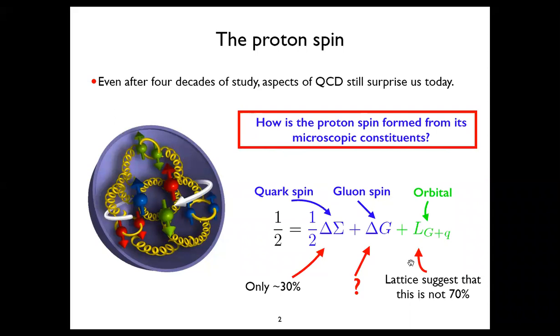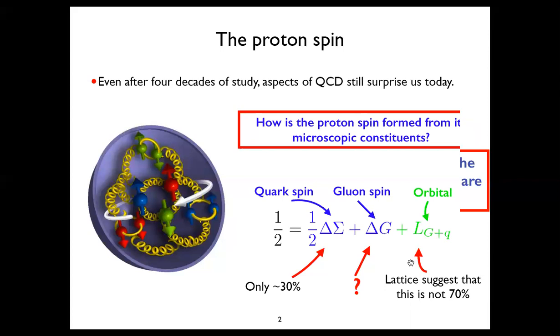There are many reasons to be interested in proton structure. They're all very well known. Let me briefly review them here. There's a question that we still don't know the answer to yet, which is the question of the spin of the proton. In particular, how is the one half that we observe in nature built up of the fundamental partonic constituents? And this is something which is being investigated right now.